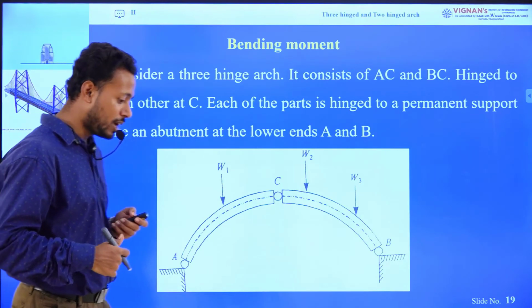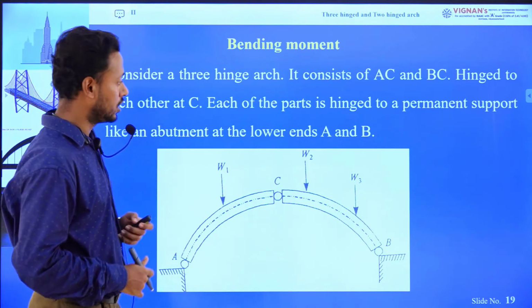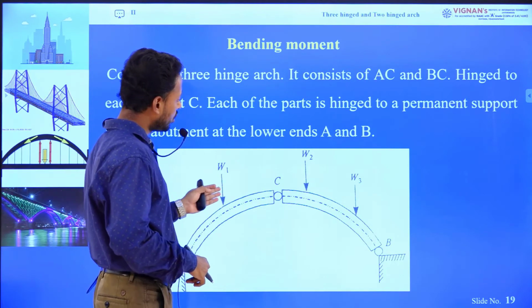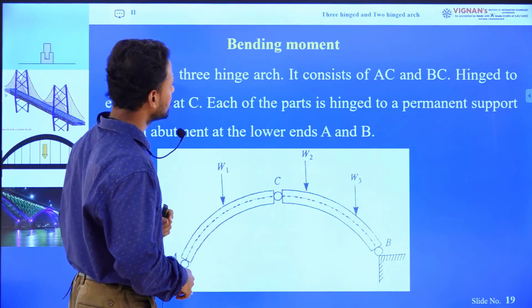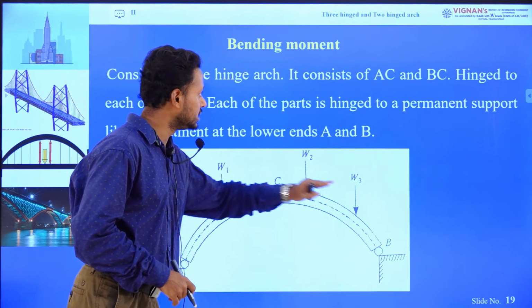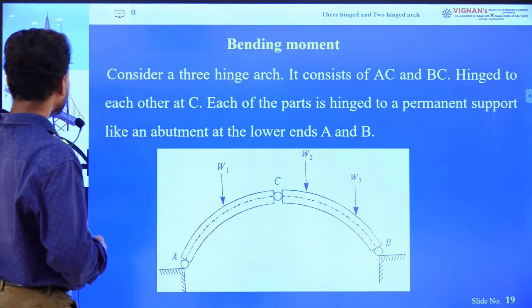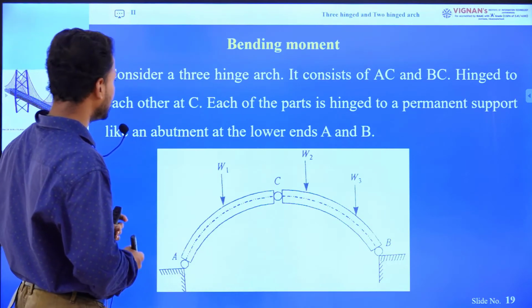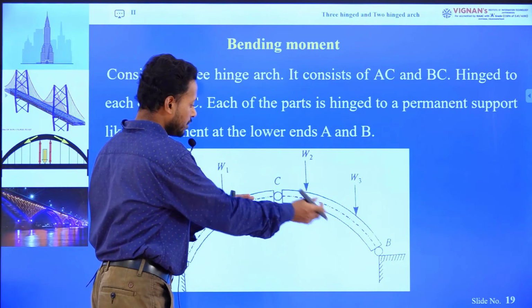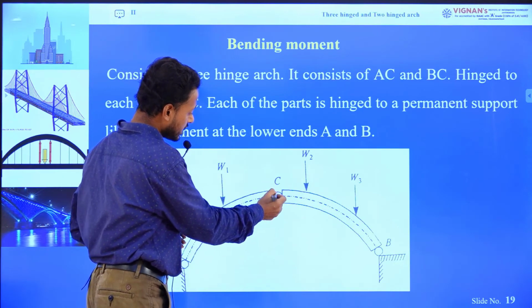Let's start with the bending moment of the 3-hinged arch. Consider a 3-hinged arch drawn here. It consists of AC and BC. This is AC and this is BC. AC and BC are hinged to each other at C. So the AC member and BC member are hinged to each other at point C.